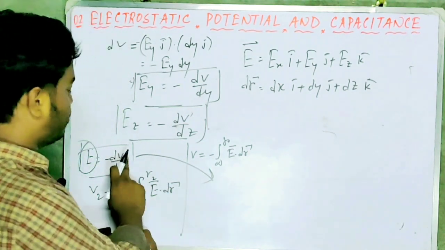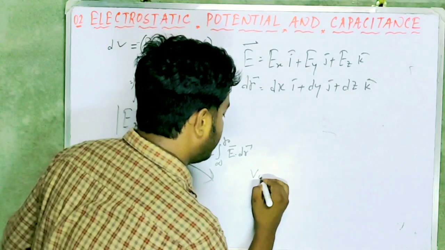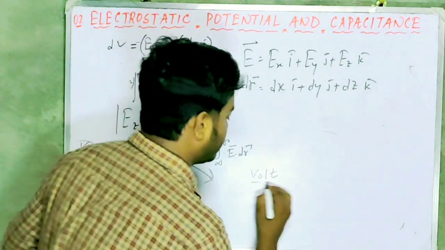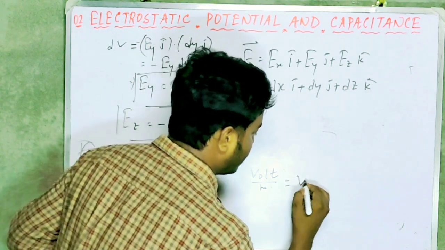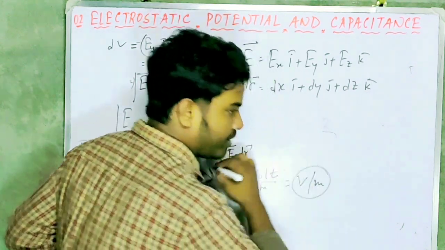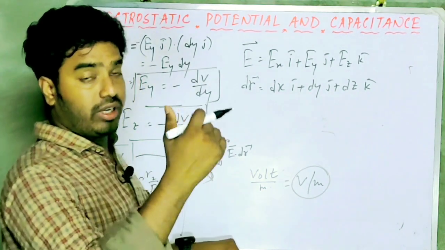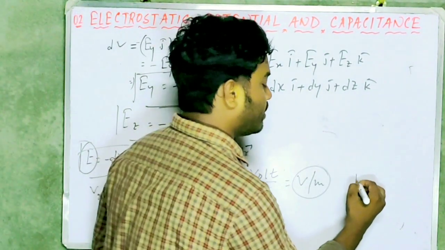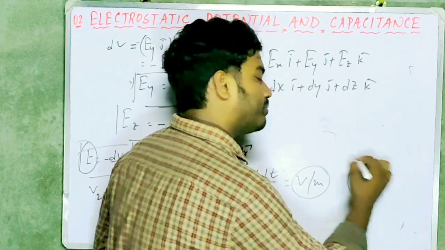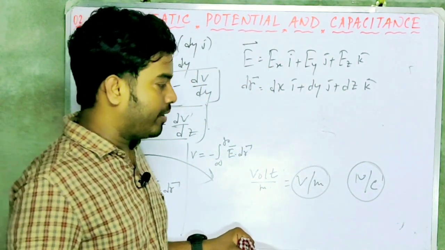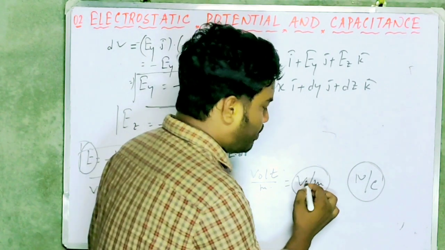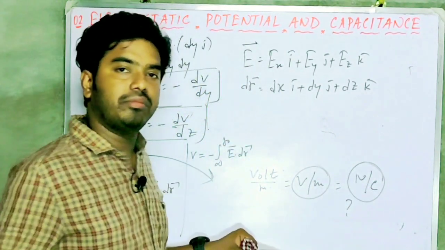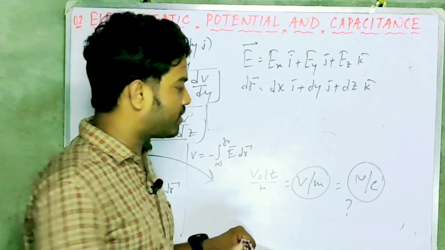Now, using this expression, what will be the unit of electric field? The unit of potential is volt, and the unit of position is meter. So the unit of electric field here is volt per meter. But in chapter 1 we know the unit of electric field is Newton per Coulomb. Clear? So volt per meter is equivalent to Newton per Coulomb. Yes or no? Obviously yes.